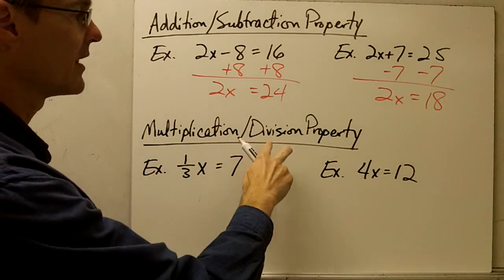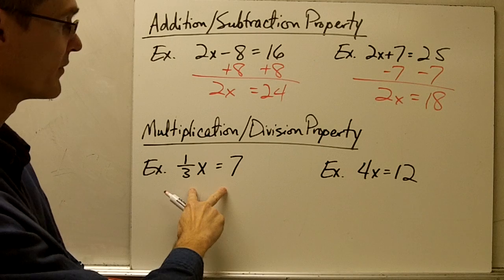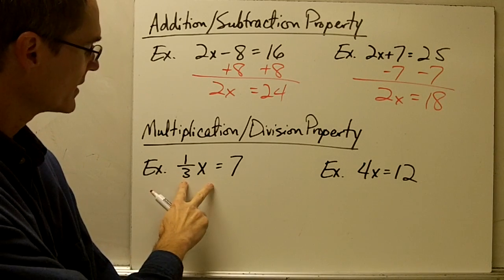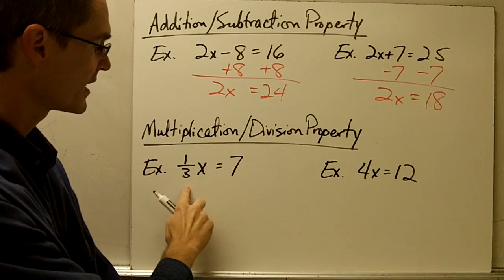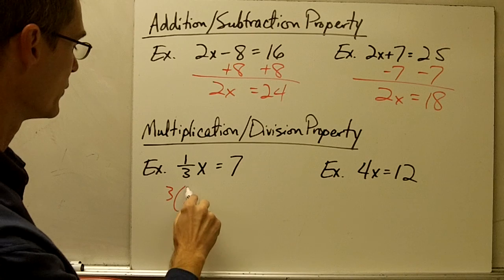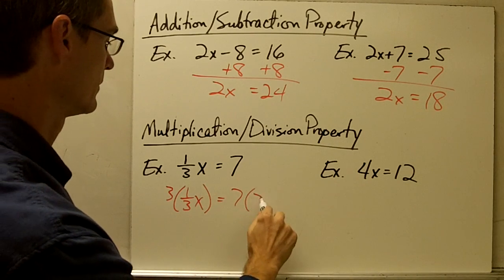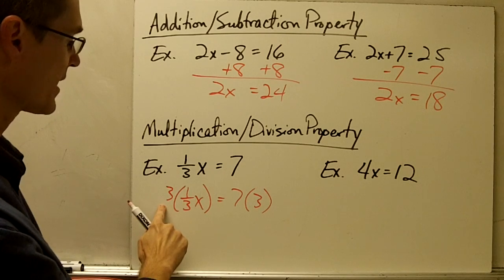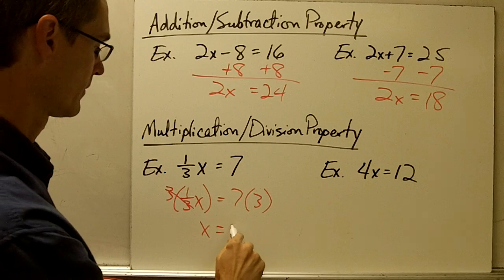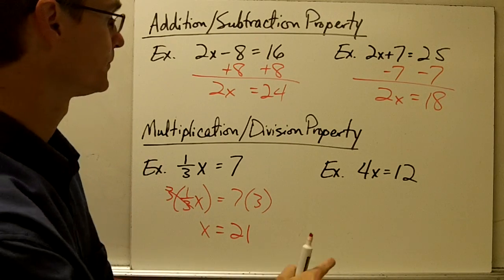The multiplication and division property, again, if I have an equation in which the first thing that I want to do, like in this example right here, is multiply both sides of my equation by, in this case, 3. That will get rid of my fraction. So if I'm multiplying this side of the equation by 3 and this side of the equation by 3, I'm using the multiplication property of equality.